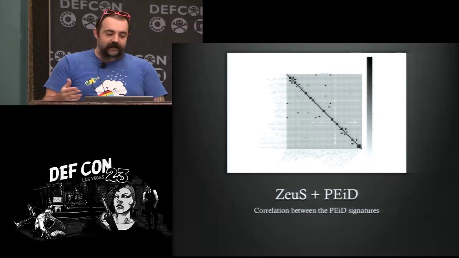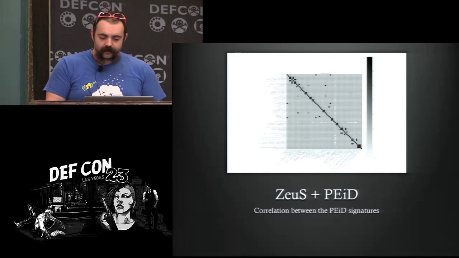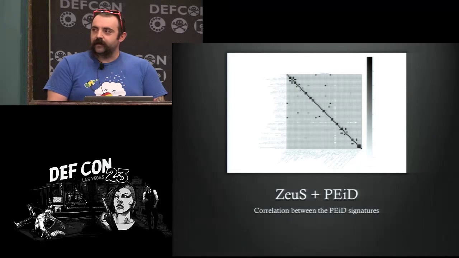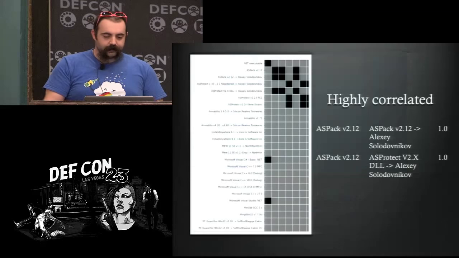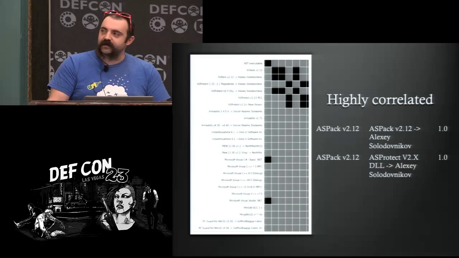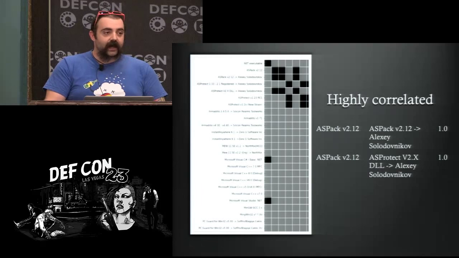So the diagonal is basically the signature correlating with itself, which makes sense, right? Because every time a signature fires, it's going to be observed. So with this, you kind of want to pull out the little black dots. And while this one's kind of hard to view, we can zoom in on one little snippet of the graph. So this is kind of that upper left-hand corner. And you can see that there are a couple signatures that are highly, highly correlated, right? So there's a lot of signature overlap.